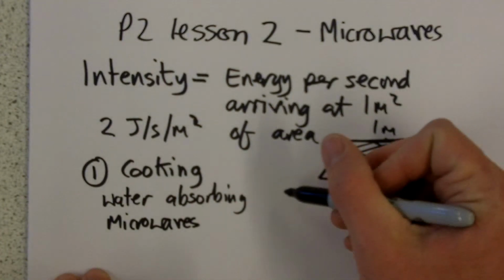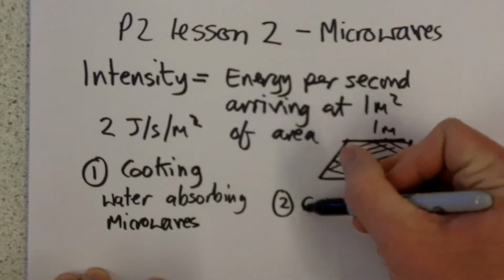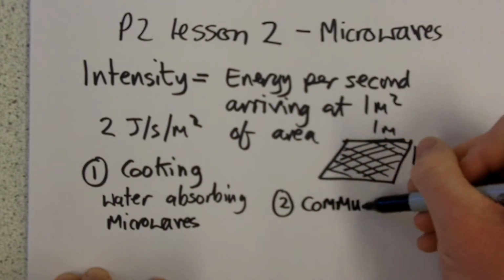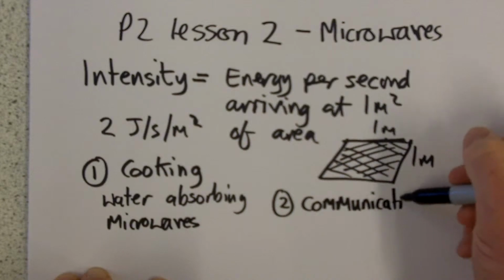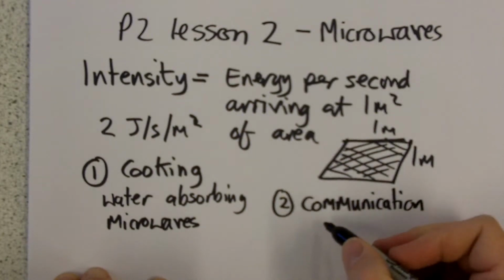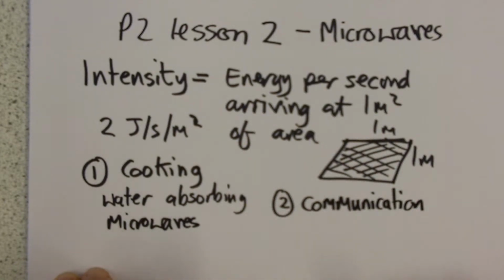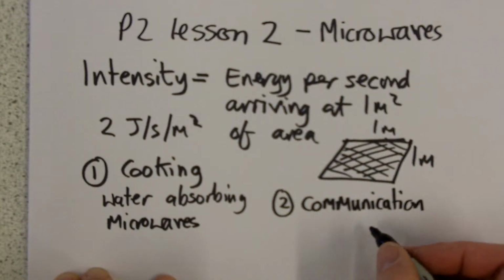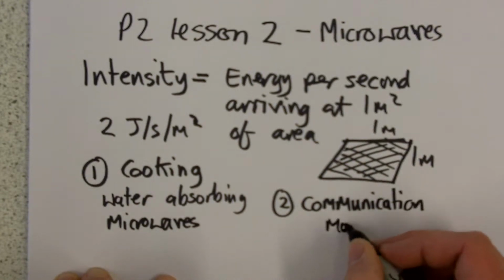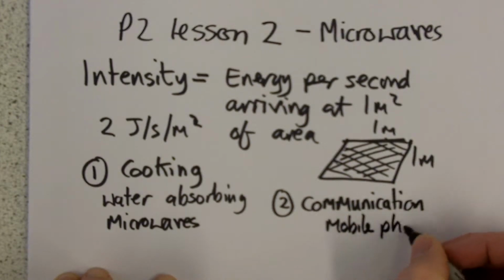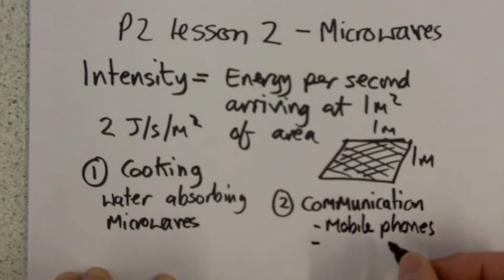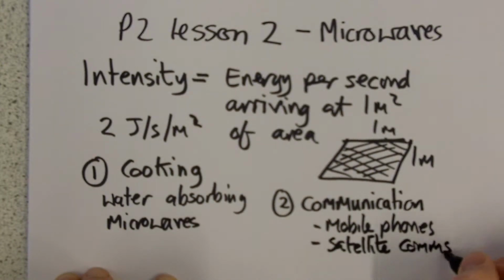We also use microwaves for communication. So we use low intensity microwaves for communication, high intensity for cooking. And it's the microwaves which are used to communicate between mobile phones, and also radiation coming from satellites to your satellite dish for TV. So satellite communications also use microwaves.